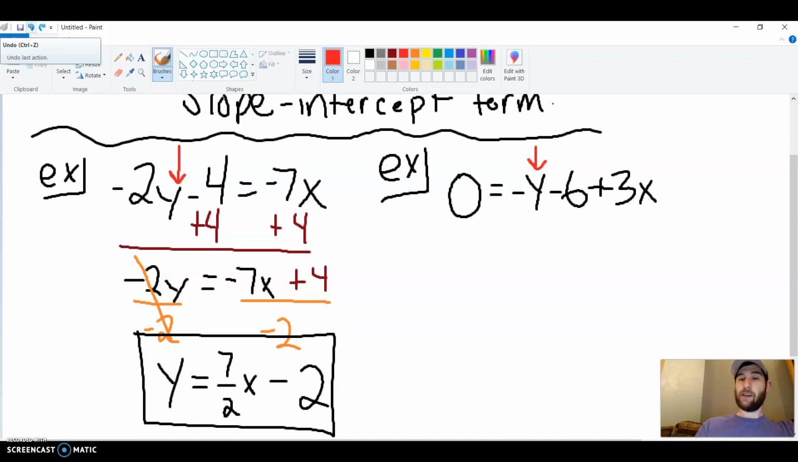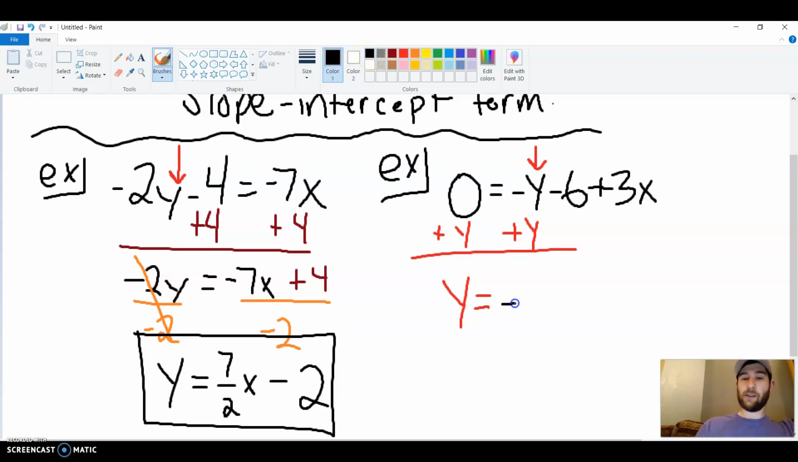First things first, because we're subtracting the y, that's what that negative y represents, we undo subtraction with addition. So we want to add y on both the left and the right. And what that leaves us with is just y equals everything else on the other side. And who'd have thunk it, that solves for y equals mx plus b.